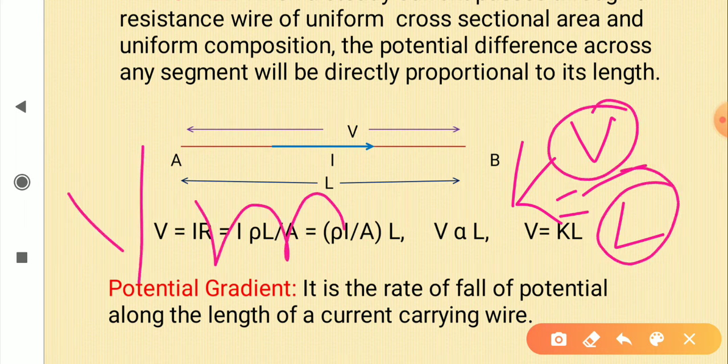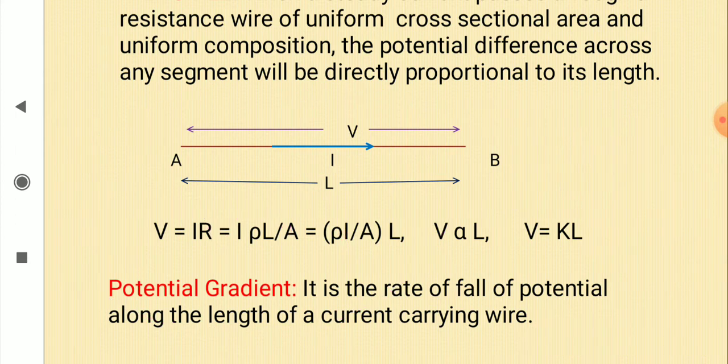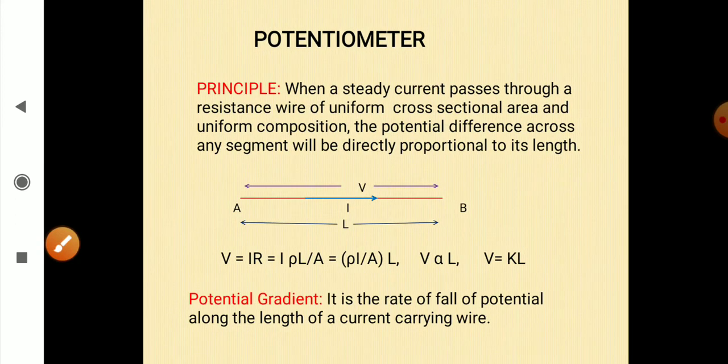Volt per meter. This is the SI unit of potential gradient, और वोल्ट पर मीटर पोटेंशियल SI यूनिट होती है इलेक्ट्रिक फील्ड की भी. I hope you remember that.